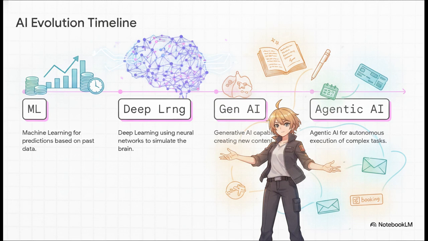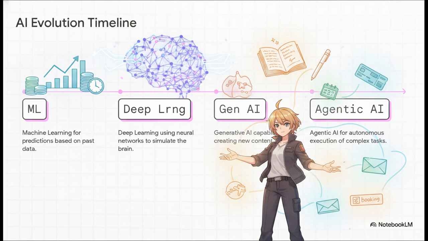Think about how we got here. We started with narrow machine learning, which was honestly basically just making predictions, like forecasting sales based on past data. Then we moved to deep learning, using neural networks to tackle much more complex stuff like image recognition. And then, boom, the generative AI boom hit, right? Suddenly, models are writing poems and drafting travel itineraries out of thin air.